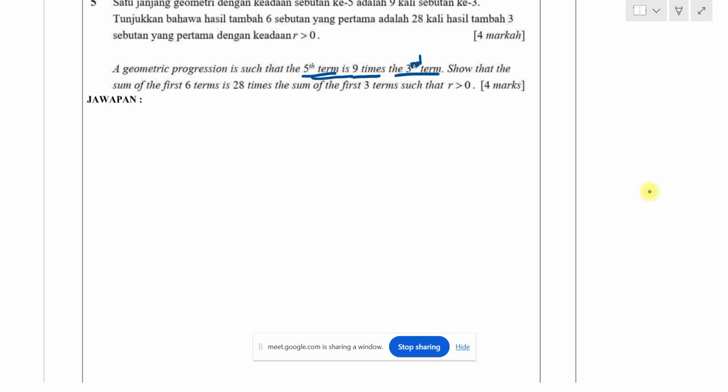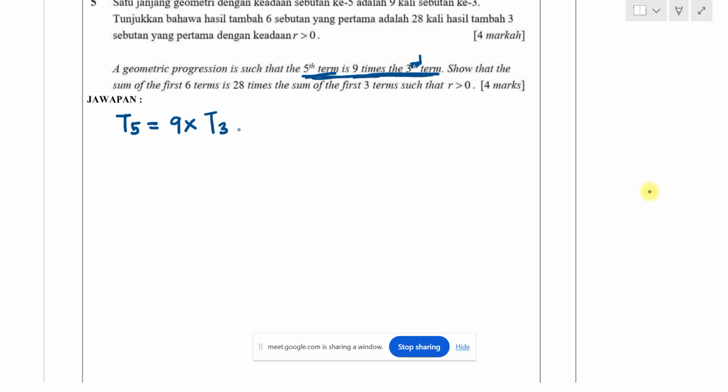First, we need to be able to read this. Try to decode it. The fifth term is 9 times the third term. That means T5, the fifth term, is equal to 9 multiplied by the third term, T3.